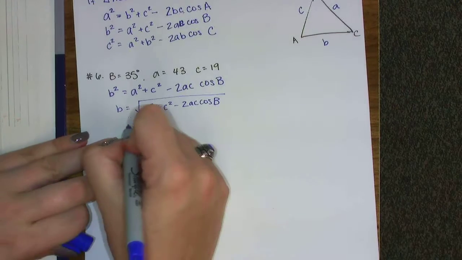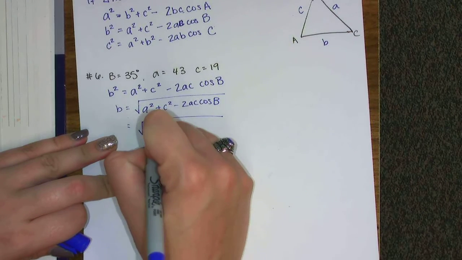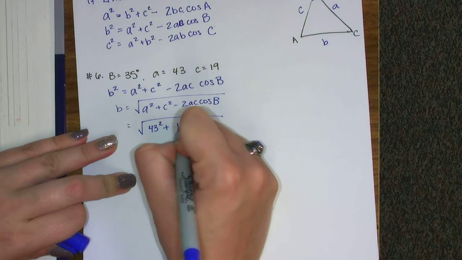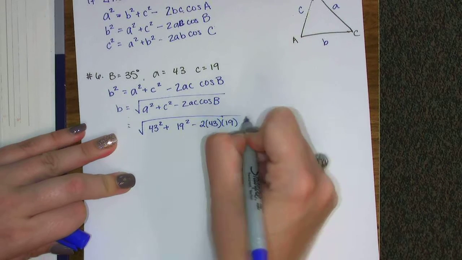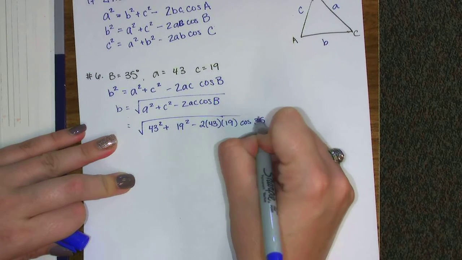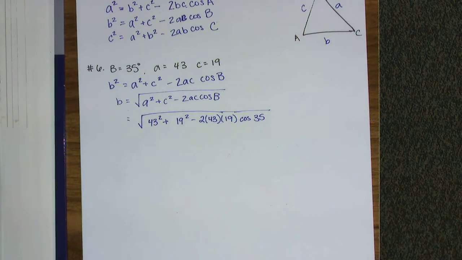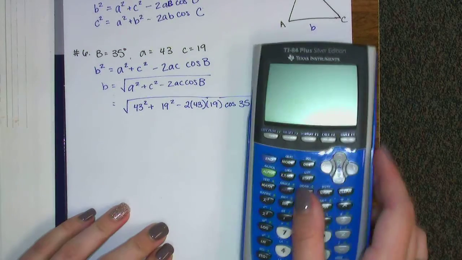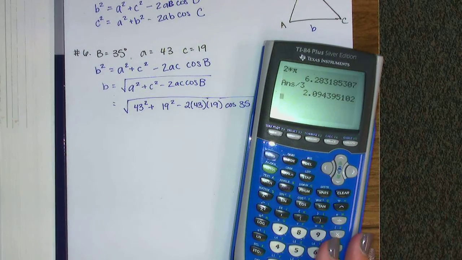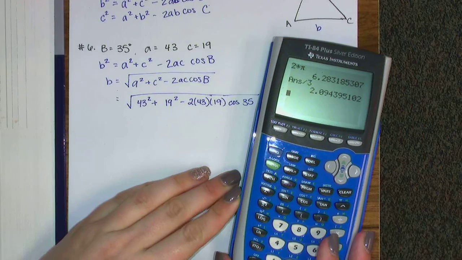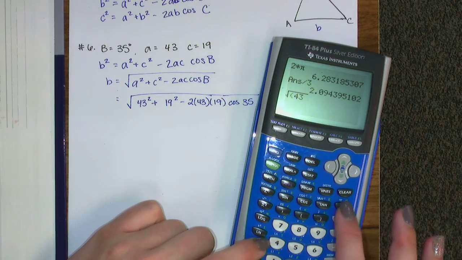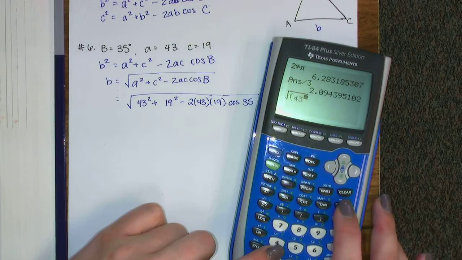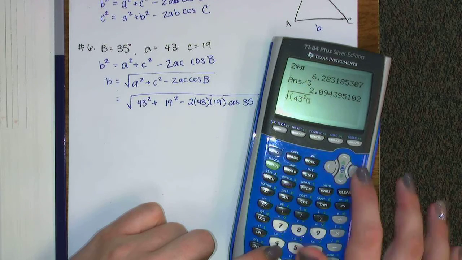So this is equal to the square root of 43 squared plus 19 squared minus 2 times 43 times 19 times the cosine of 35. Again, make sure your calculator is in degree mode so there's no issues. And we're just going to type all this stuff in. Make sure you're using parentheses properly so that you don't end up with any issues.